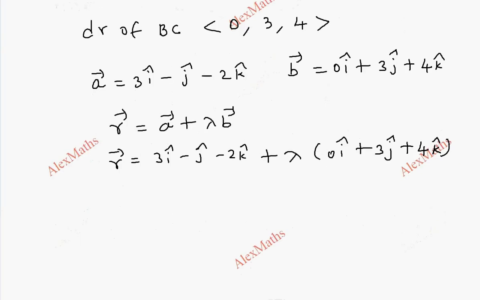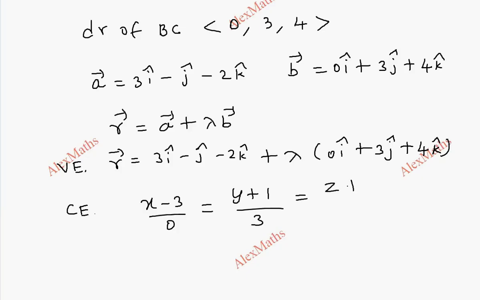This is the vector equation, and the Cartesian equation is (x minus 3) by 0 equal to (y plus 1) by 3 equal to (z plus 2) by 4.